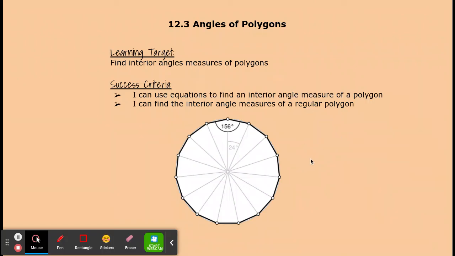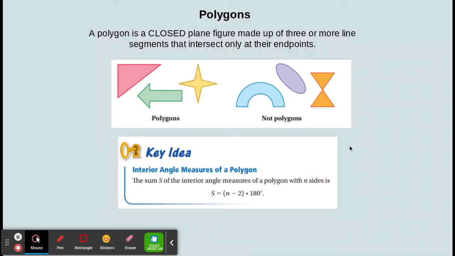12.3 Angles of polygons. Now remember when we were talking a while back, we talked about a polygon, and we know that a polygon is a closed figure that is made up of 3 or more lines. So the smallest polygon we can have then is a triangle, right? And their lines must be straight. Okay, so on the left we have polygons, on the right we have non-polygons.